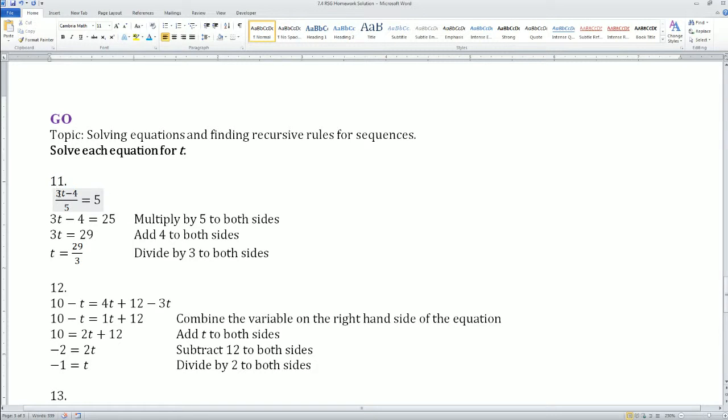Number 1, you have this. My first step is to get rid of the fraction, so I multiply 5 to both sides. I get this, right? I have the negative 4. That's why you're going to add 4 to both sides. Then I get the 3 in front of the t, so you're going to divide the 3 to both sides. I get t equals 29 over 3. You cannot simplify that. Okay.